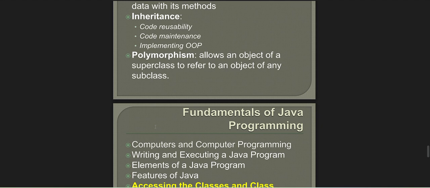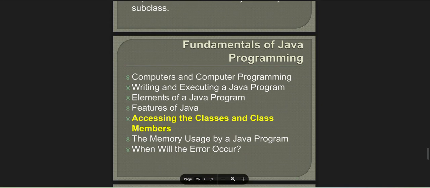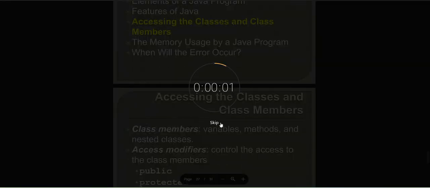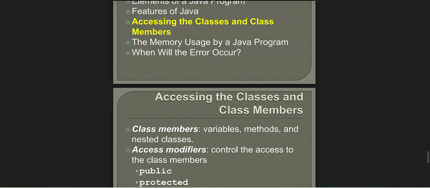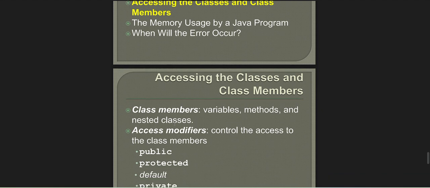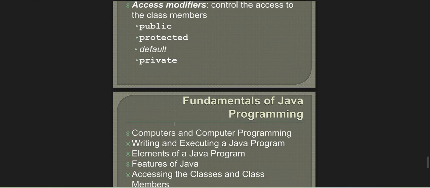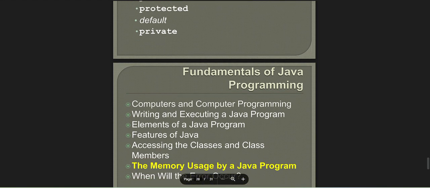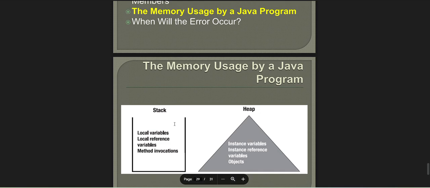Fundamentals of Java programming, computer and computer programming: writing and accessing the classes and the class members, accessing the class and the class member variables, methods, and the nested classes. Access modifiers control the access of the class members: public, protected, default, private.